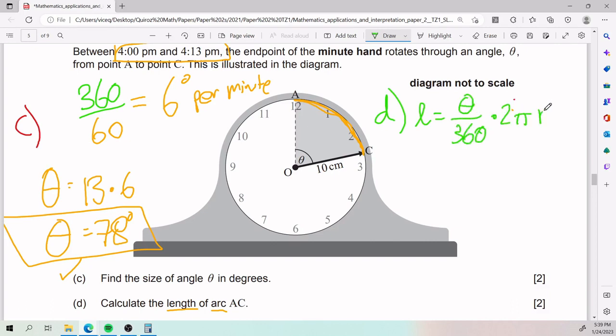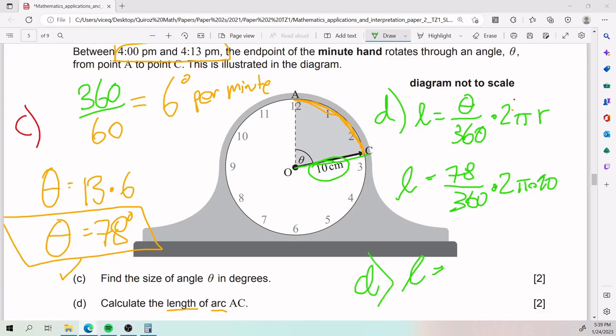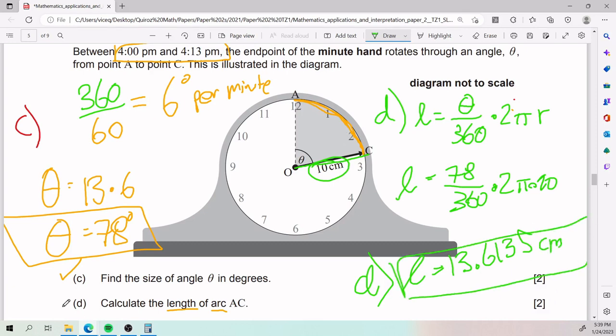It looks like this. So I'm going to plug in theta, which we found out from part C is 78, divided by 360, times 2 times pi, r, which is radius, it's this guy here, times 10. All right, so whatever that is for part D. So length is going to be, trust me on this, just about 13.6135. All right, awesome. And because it is a length, or a distance, we can put the units as well. That is for part D.